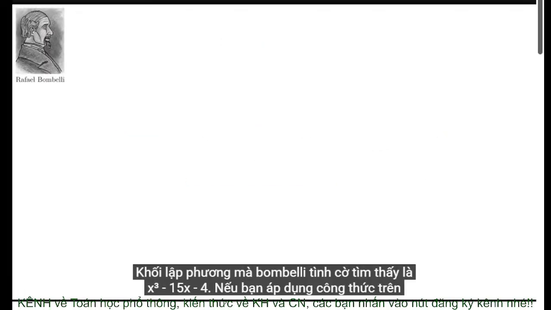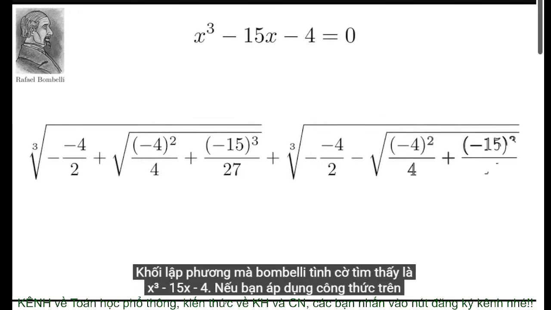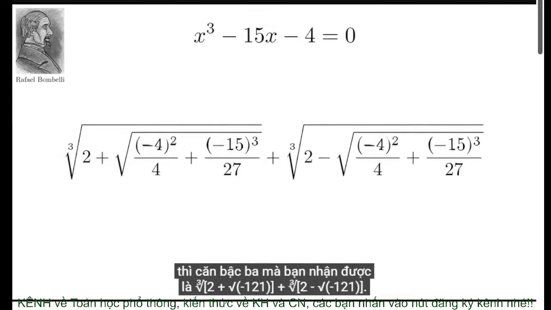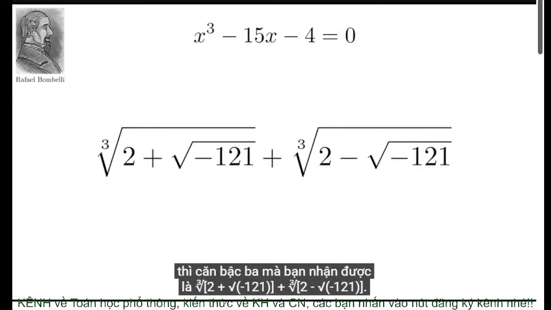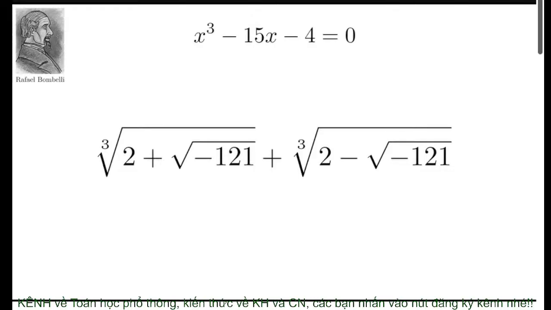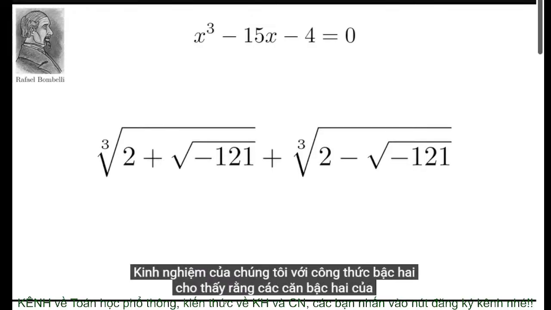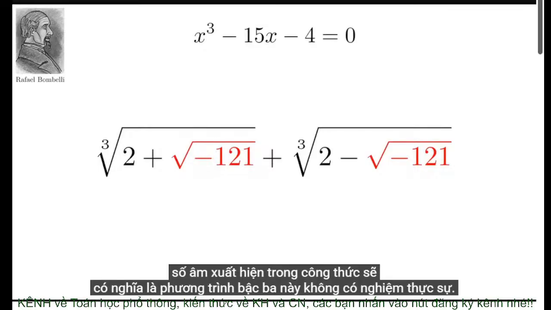The cubic that Bombelli happened upon was x cubed minus 15x minus 4. If you apply the formula above, then the root of this cubic that you get is the cube root of 2 plus the square root of negative 121 plus the cube root of 2 minus the square root of negative 121. Our experience with the quadratic formula suggests that these square roots of negative numbers appearing in the formula would mean that this cubic has no real roots.